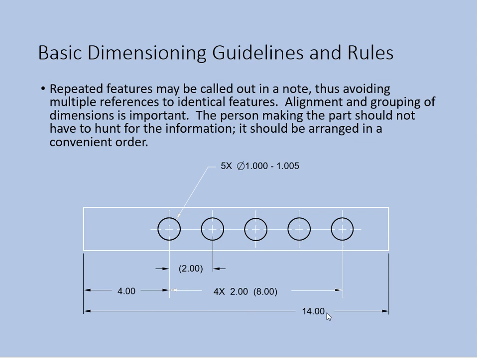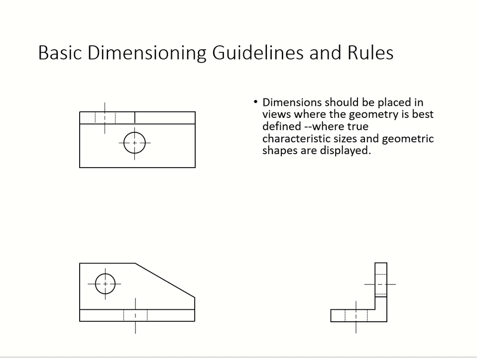So make sure repeated features, yeah, you can call it out in a note like this. So this we call it a note. And avoid multiple references to the same identical feature. So here you can just show once, yeah, one circle of all these, a 5 circle, and then just use this time node, which is a little symbol right there, yeah, X. All right, the next one.